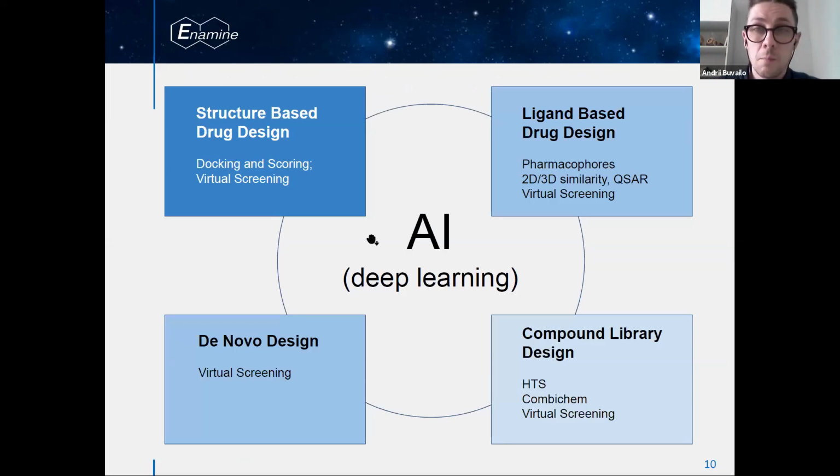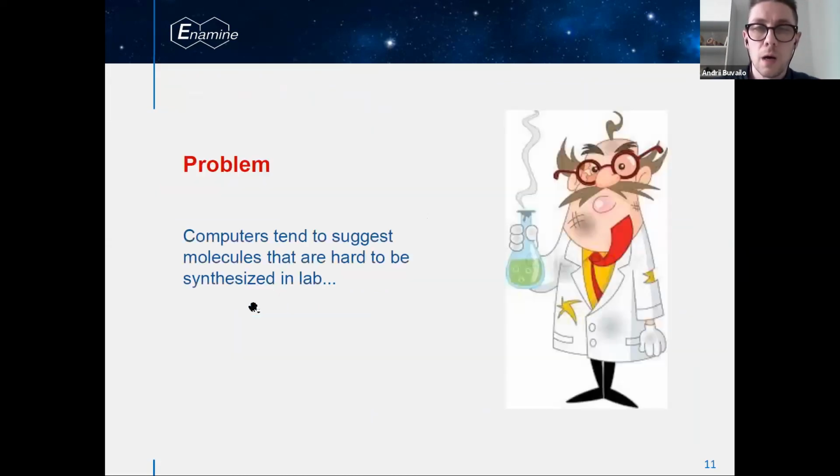So, as useful as deep learning is for all these types of applications, there is one problem with computational methods in general. Computers tend to suggest molecules that are sometimes hard to synthesize, and sometimes the synthesis step and validation step becomes a bottleneck for large-scale virtual screening campaigns, etc.